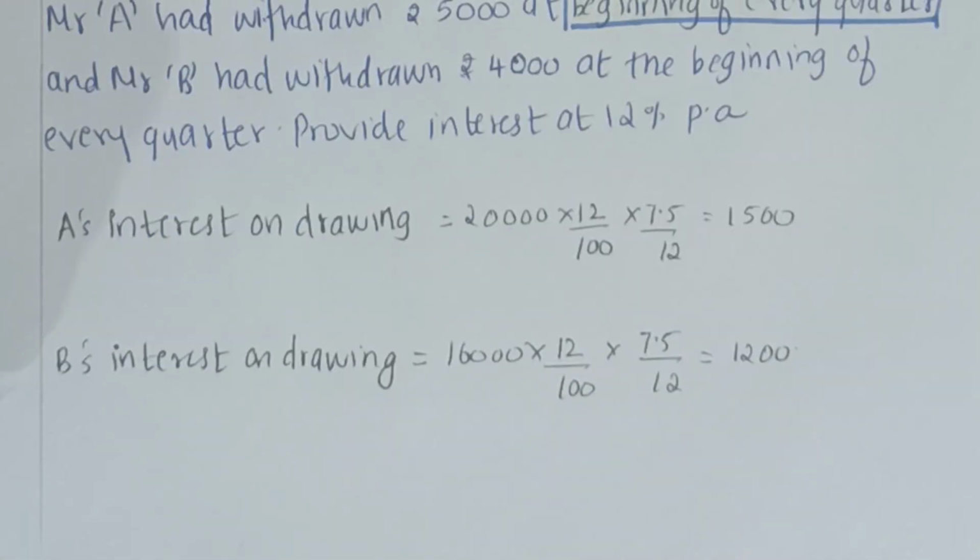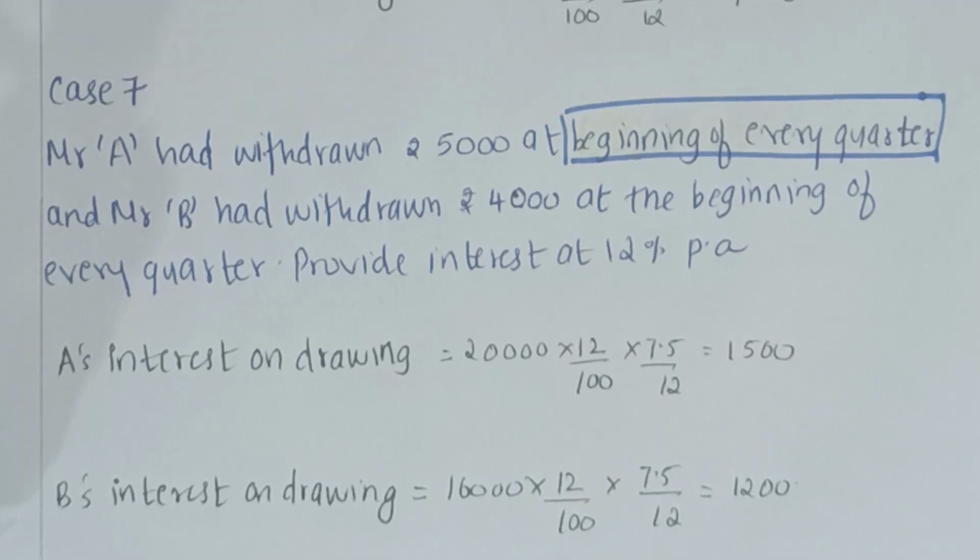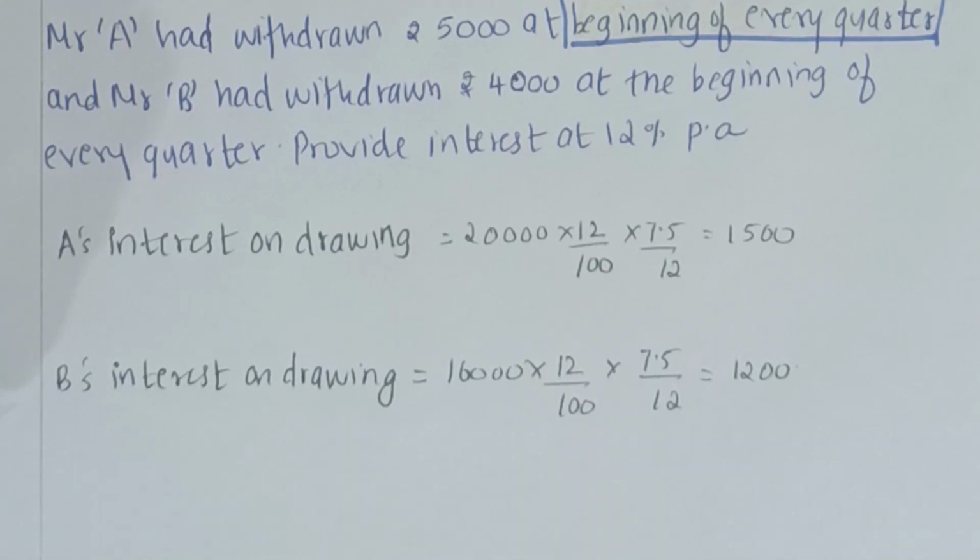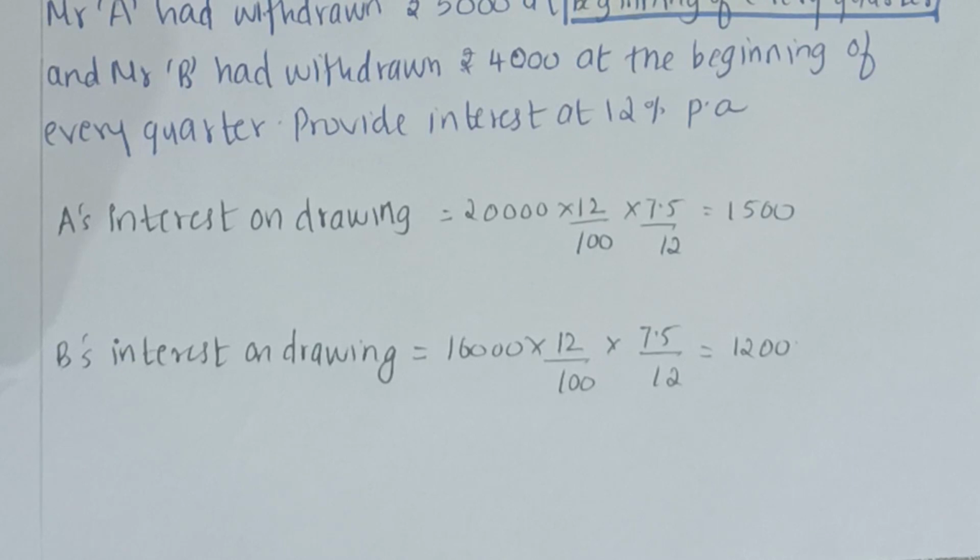Okay. So same with this. Here we are given Mr. A had withdrawn rupees 5,000 at the beginning of every quarter. So total quarters that we have are 4. In a year we have 4 quarters. So this 5,000 will now be multiplied by 4. Not 12, because this is not monthly. This is as per quarter, that is quarterly basis. So we'll get 5,000 into 4, that is 20,000 into 12% into 7.5 by 12. This is the interest on drawing for A, which comes to rupees 1,500.